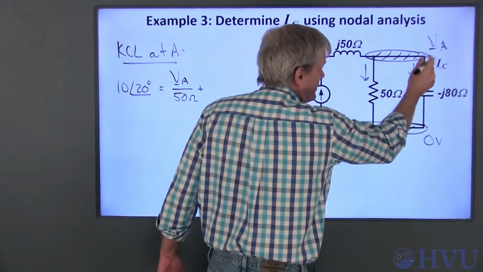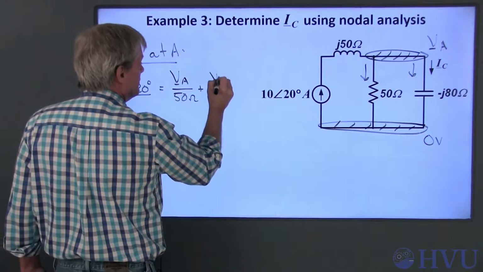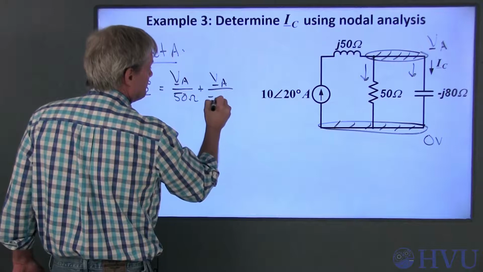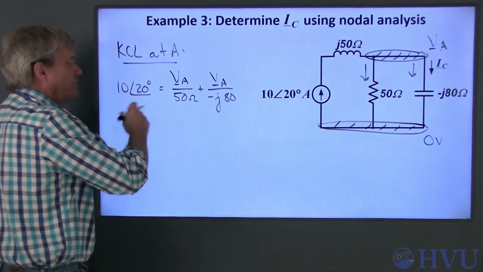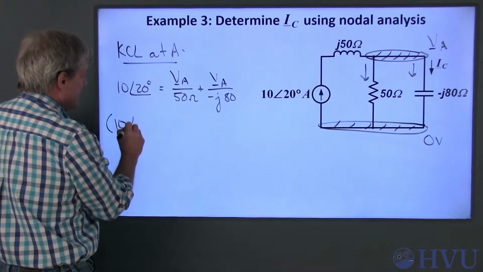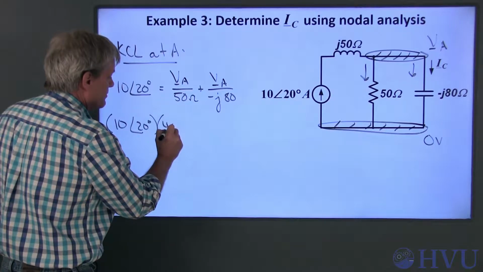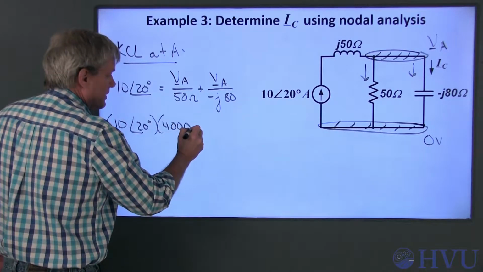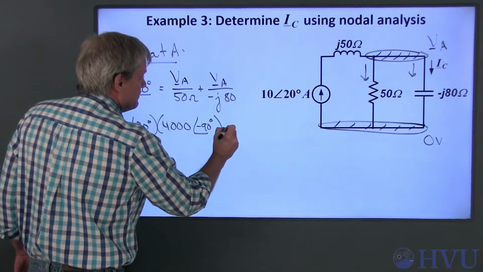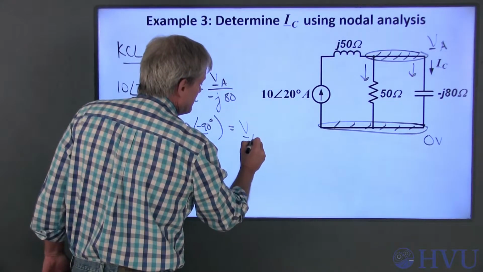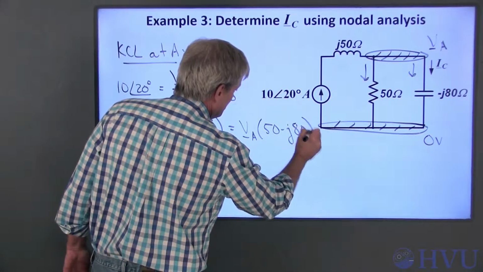And this current is V_A minus 0 over negative J80. If I clear this denominator, I get 10 at an angle of 20 degrees, 50 times 80 is 4,000, times negative J, which has an angle of minus 90 degrees. That's equal to V_A times 50 minus J80 ohms.